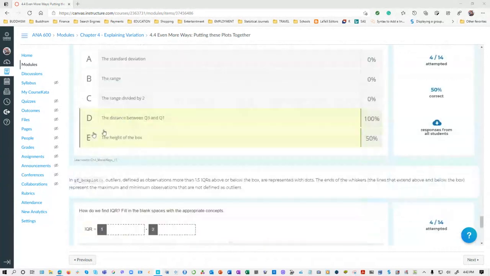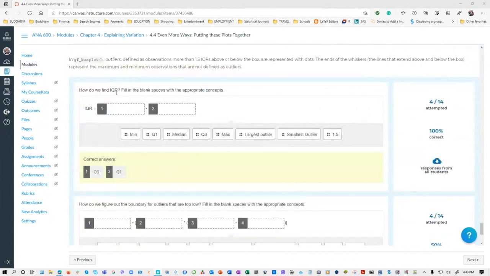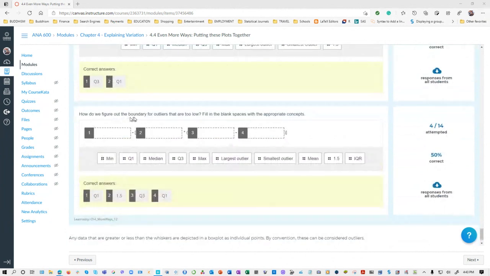What is the IQR? IQR is nothing but the distance between Q3 and Q1, or the height of the box. We talked about that. And how do we find the IQR? You get Q3 minus Q1. If we do, we get the boundary for the outliers. How do you get the boundary for the outliers that are too low?